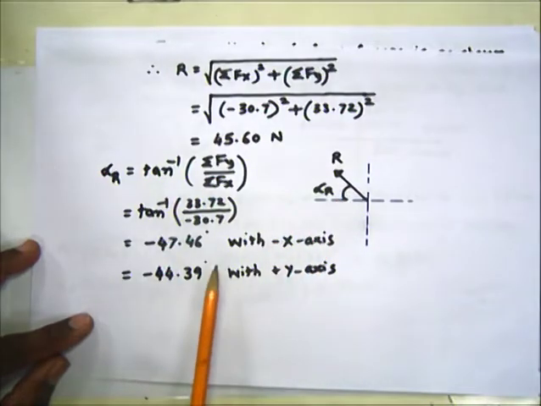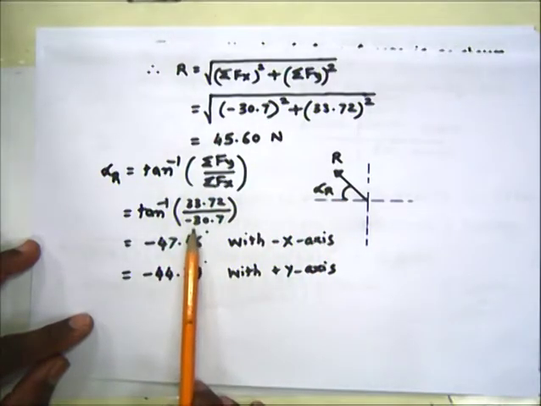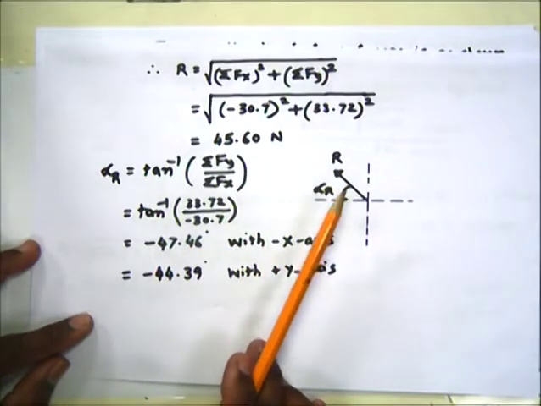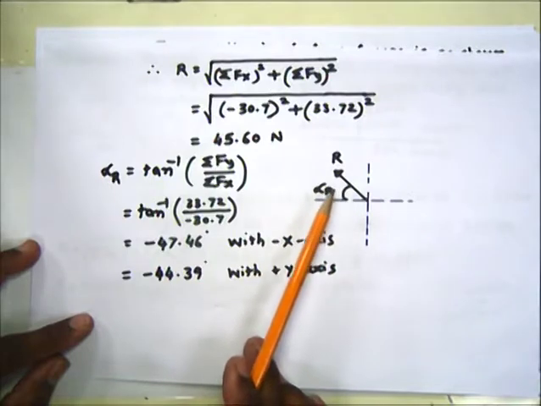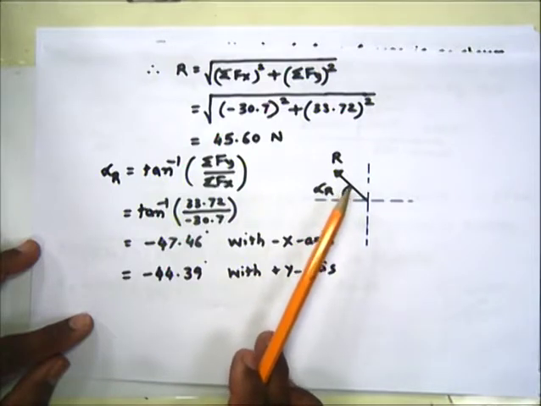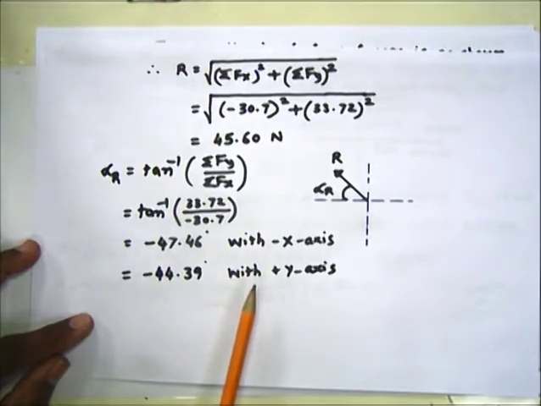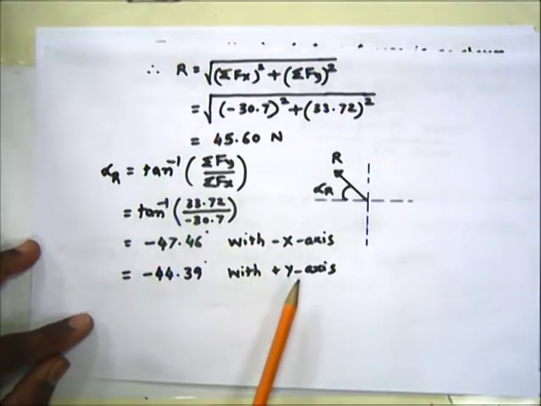But say if you want to find the angle of this resultant force with respect to the vertical axis, then what will you have to do? You will have to deduct this value of the angle of the resultant with x from 90 degree. So 90 minus this value will give you the angle of the resultant with the y-axis.